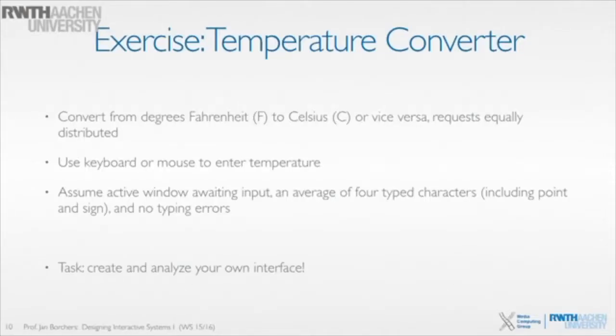We're assuming he's doing this on a desktop computer or laptop, not a multi-touch or mobile device. And we assume for now an average of 4 typed characters to enter the temperature, including the decimal point. Sometimes it's only 10 degrees, which is very short. Sometimes you might have 52.87, which is pretty long. But on average, most conversions are 4 characters long. For example, 30.7 is 4 characters. We even include the sign, so something negative like minus 7.5 is also 4 characters.